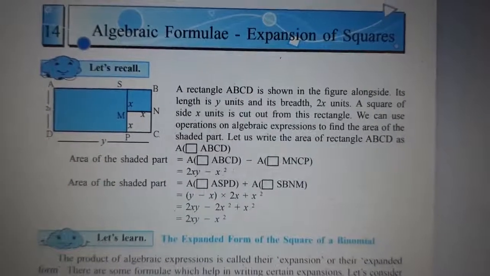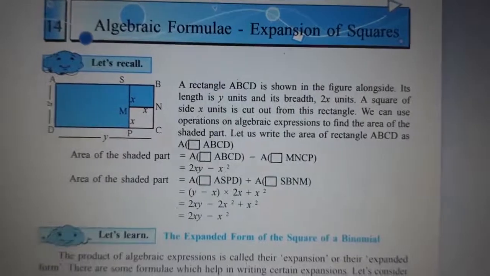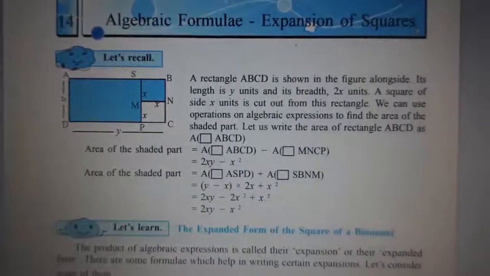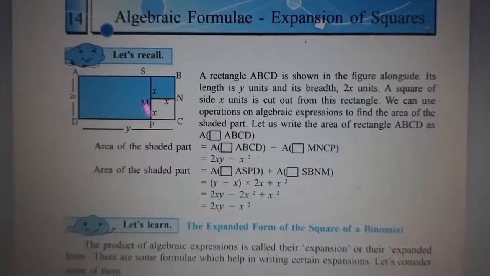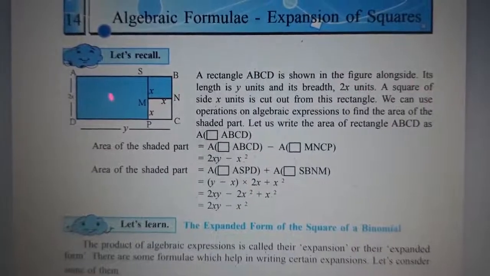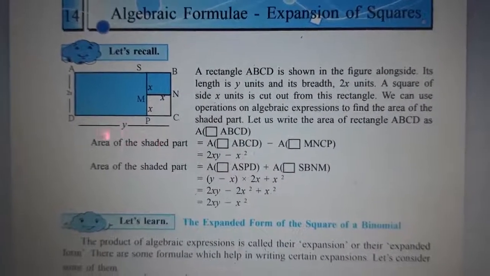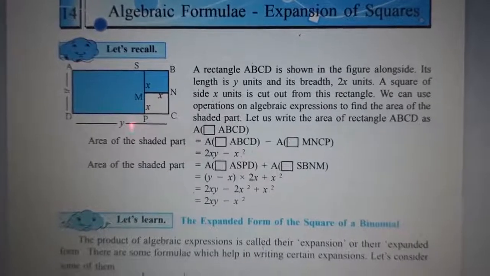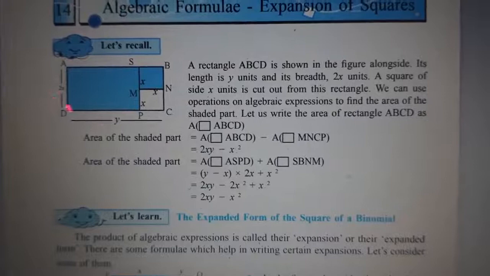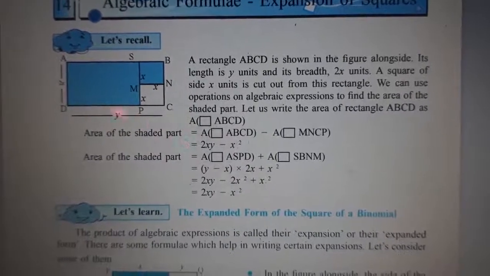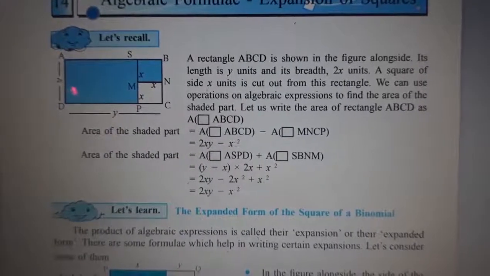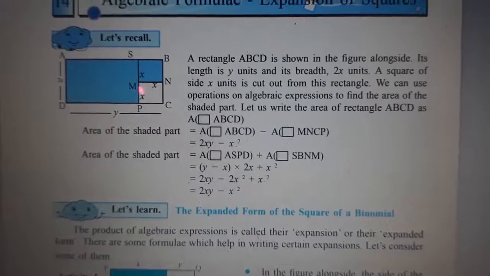This is textual. Algebraic formula, expansion of squares. You can see the square over here. A rectangle ABCD is shown in the figure alongside. Its length is y units and its breadth is 2x. Why is it 2x, children? You can see this is y and this is 2x. Breadth is 2x, children.